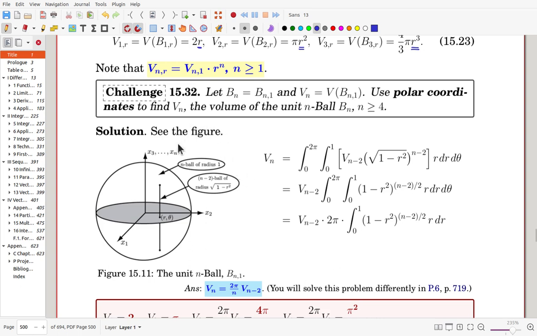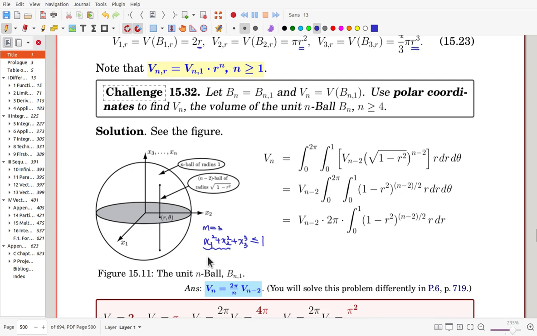Let's see when, for example, n is 3. Then we know that this is x1 squared plus x2 squared plus x3 squared, in fact x, y, z, and that is bounded by 1. So in the x1, x2 direction, it's r, so that's r squared.